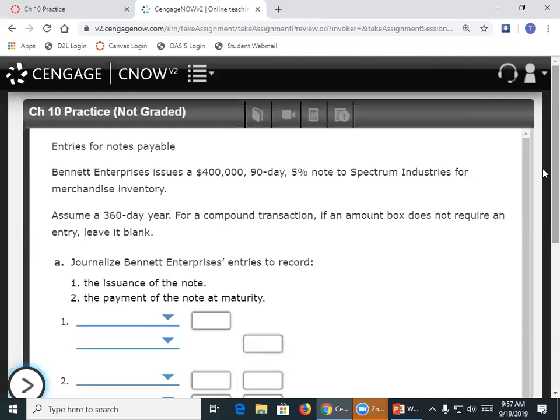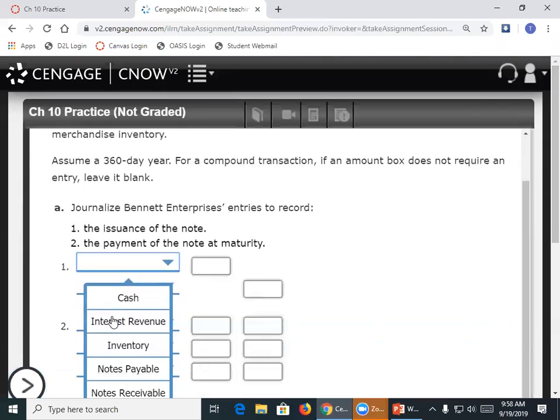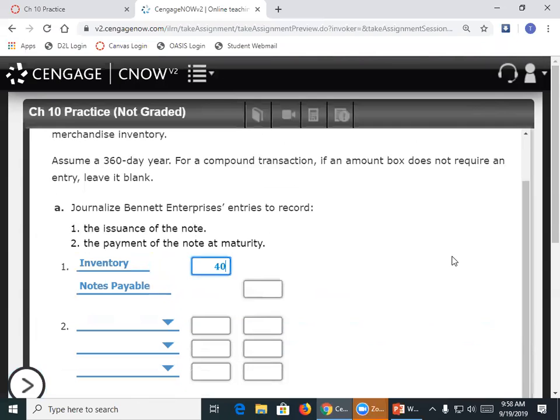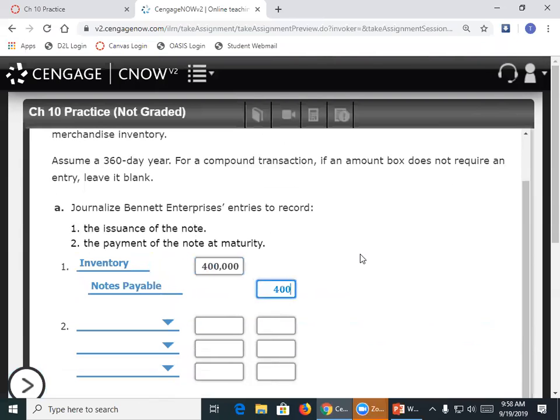This one's just a little different because we didn't debit it this way. What would I credit when I issue a note? Start with that. Notes payable, good, that's my liability account. Well, this one was a note for merchandise inventory. So on this one, we're actually writing a note to purchase inventory. So we're going to debit inventory and credit notes payable, for just the face value or the principal amount of 400,000.